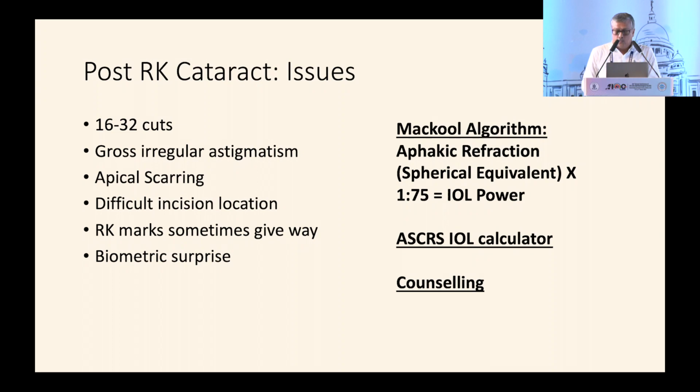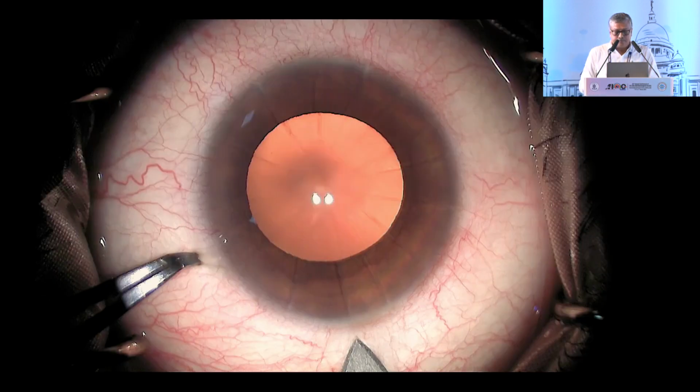What is that? We make the patient aphakic on the table and then send the patient for refraction, take the spherical equivalent, multiply with 1.75 to get the IOL power. And proper counseling is a must, because even if you do a lot of things, you might land up with surprise. Tell the patient beforehand that you might have to go for an IOL exchange. So in that case, your lens needs to be changed and a fresh lens has to be put in, so that the patient has to be primed beforehand.